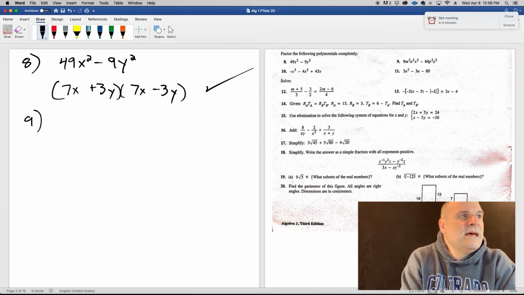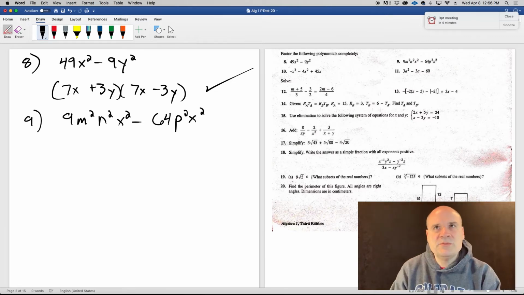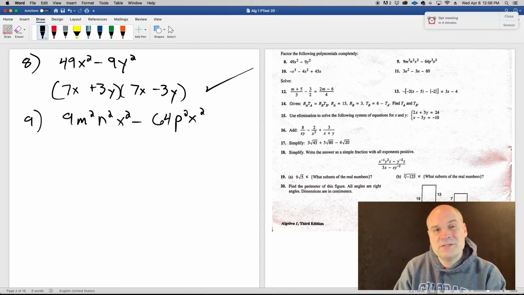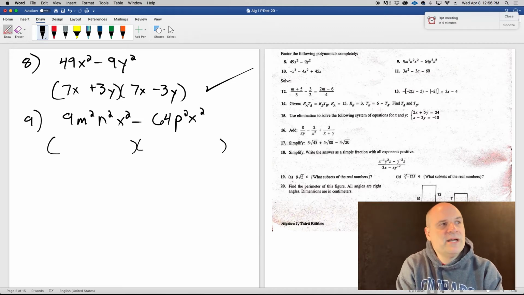Okay, let's look at number 9. This looks like another difference of 2 squares. It's a difference because you're subtracting 2 things, and it's squares because it's square rootable. Variables with exponents are square rootable if the exponents are even. And then 9 and 64 are square rootable because they're perfect squares. So square root of the first plus the square root of the second, square root of the first minus the square root of the second.